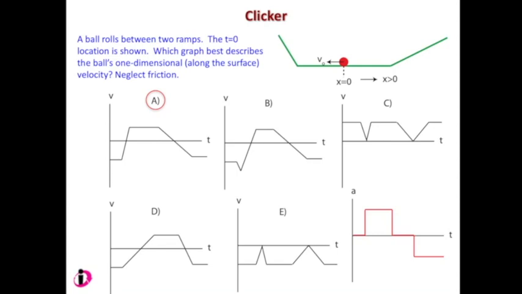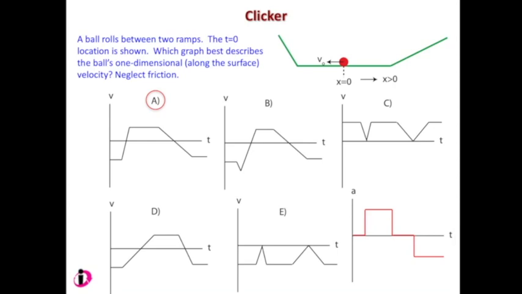The answer is A. Let's take a look at our acceleration versus time graph and try to work this out. So we start off with a negative velocity that's constant, right? We know we start off with no acceleration, so no change in velocity, but our velocity is negative. So our graph needs to have a negative constant velocity to start off. A has that, B has that, C does not.